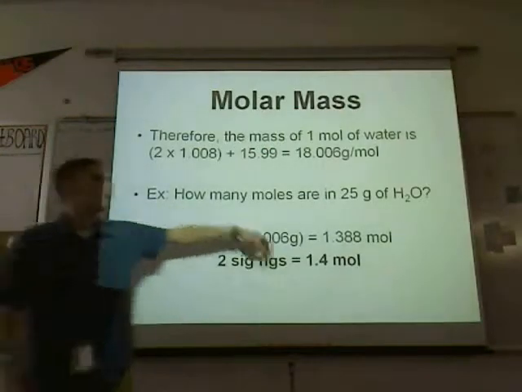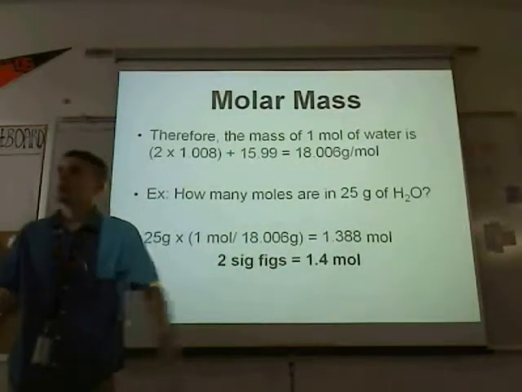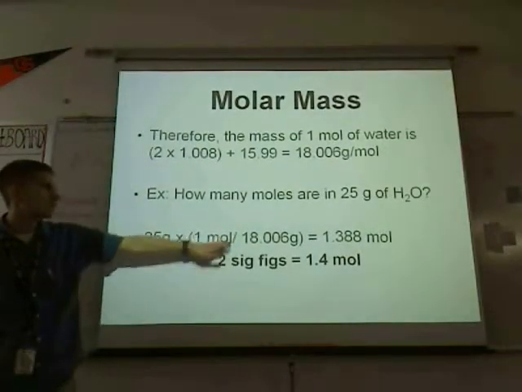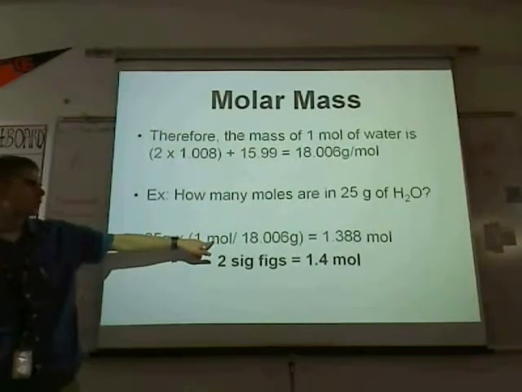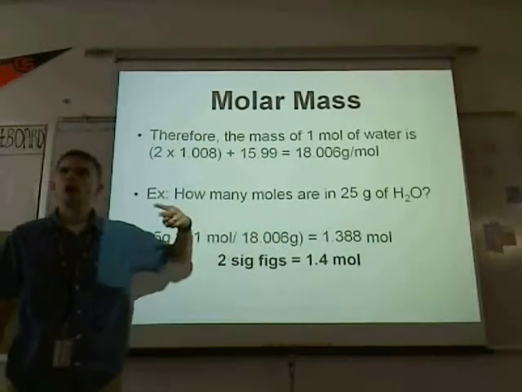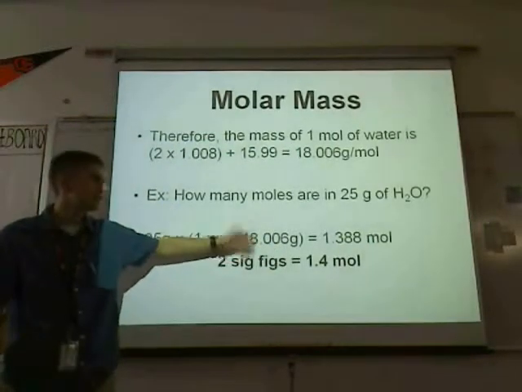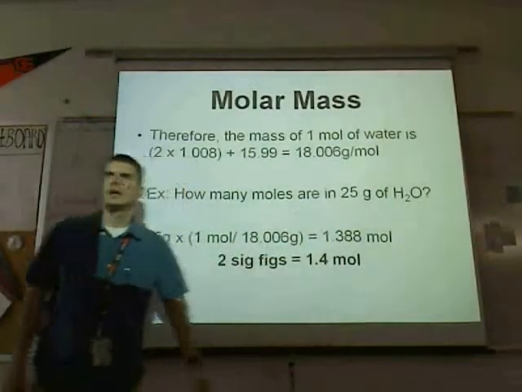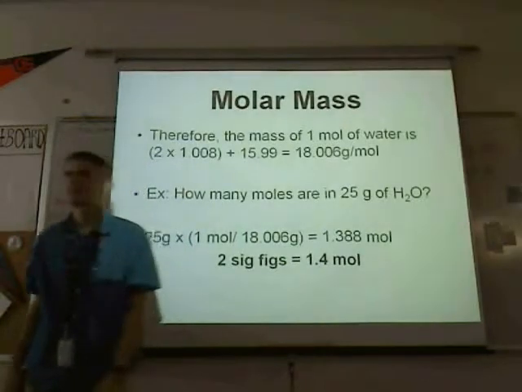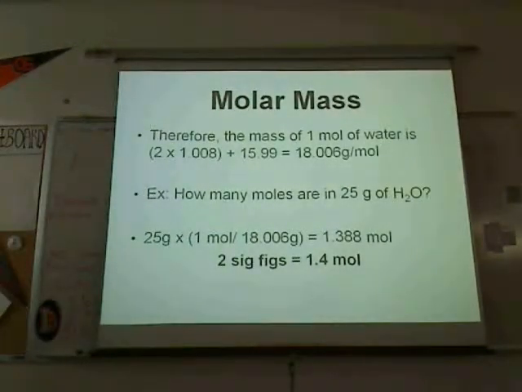So how many moles are there in 25 grams of water? Let's check it out. 25 grams times in a line. You're trying to get to moles, so 1 mole goes on top, grams goes on bottom. You add up your 2 hydrogens, your 1 oxygen, you get 18. Do the math, 1.388. 2 sig figs, 1.4. So here goes, try some.